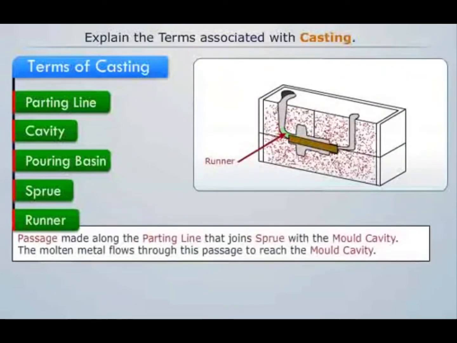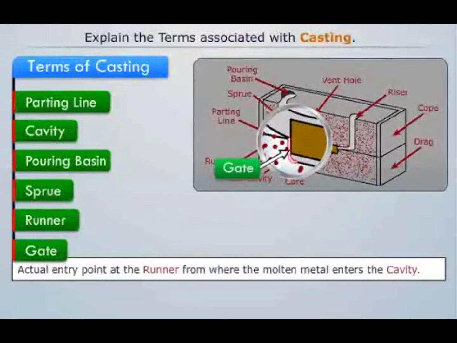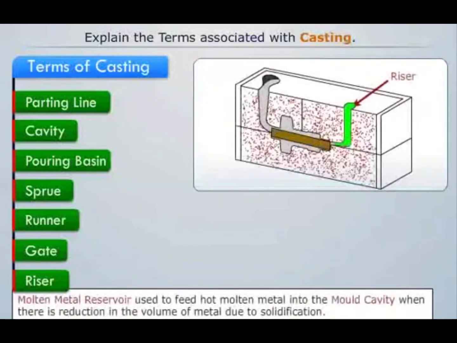Runner is the passage made along the parting line that joins sprue with the mold cavity. The molten metal flows through this passage to reach the mold cavity. Gate is the actual entry point at the runner from where the molten metal enters the cavity. Riser is the molten metal reservoir used to feed hot molten metal into the mold cavity when there is reduction in the volume of metal due to solidification.